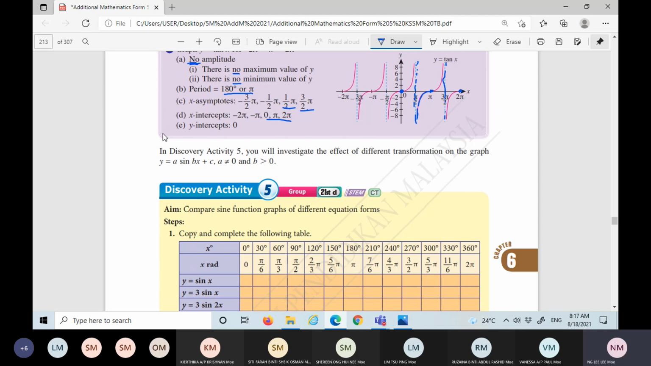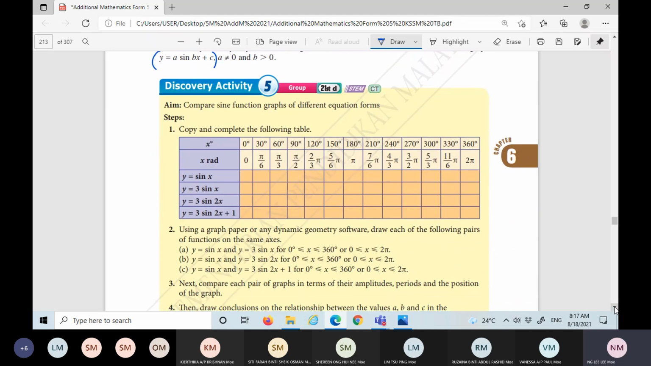Next we want to study y equals a sine bx plus c, this graph. I want to do this activity, but without filling out the graph. I want to see these four graphs, 1, 2, 3, 4. What is the difference, one by one? I'll be using FX Draw. Wait for a while, I'll call the FX Draw.